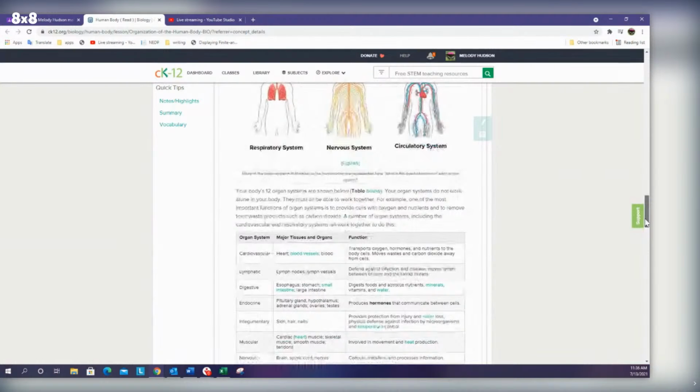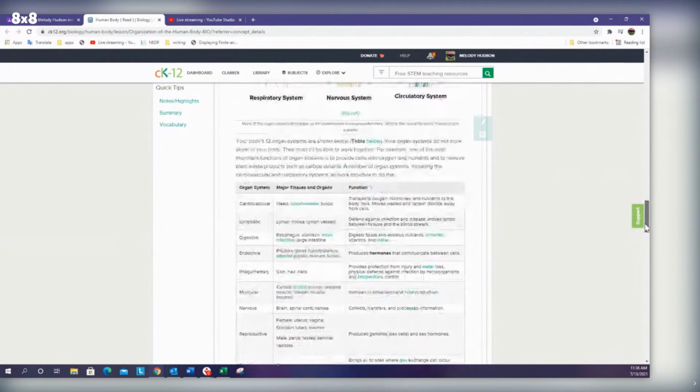So, to take a look at the body's organ systems, just know what they are: cardiovascular, heart, vessels, blood, transport oxygen, hormones, and nutrients to the body's cells, and moves waste and carbon dioxide out of the cells.